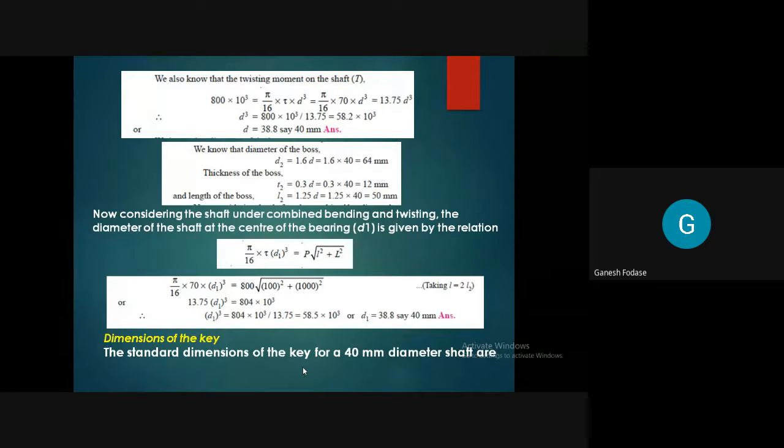How much is your value? 40 mm. So the actual value is 38, and after rounding it we take 40 mm. So for 38, you can see in the first column 'above 38 and up to and including 44', because our value is between 38 and 44. Yes or no? First column diameter is 38. Next column it is 40 up to 44. So from 38 to 44, if the diameter is there, then you need to select the cross section as 12 by 8. Is it clear to you? What is 12 and what is 8? The width of the key is 12 and the height is 8.